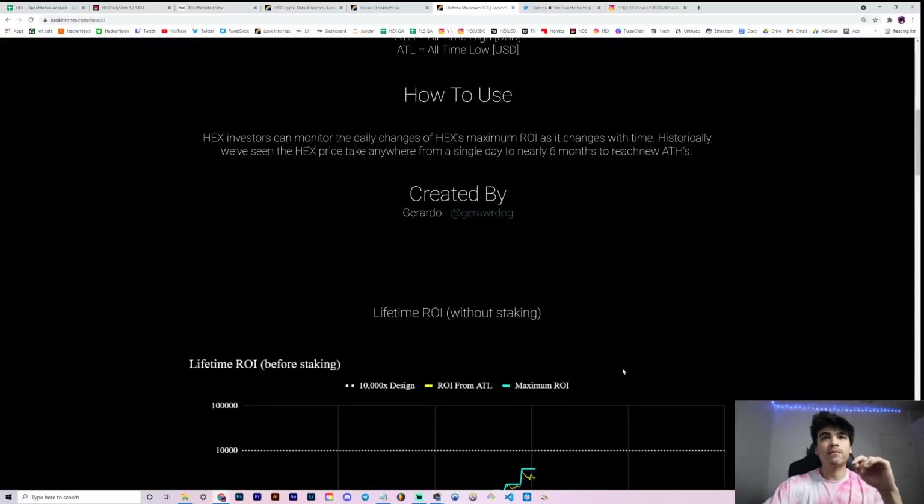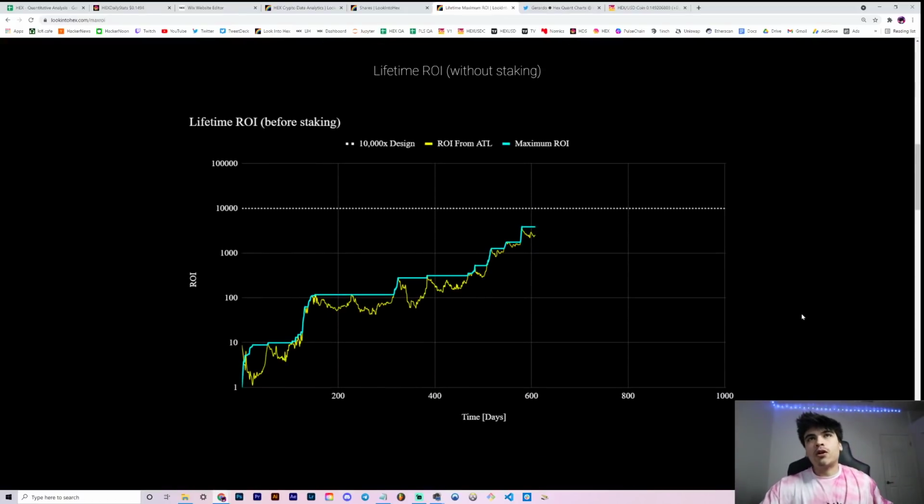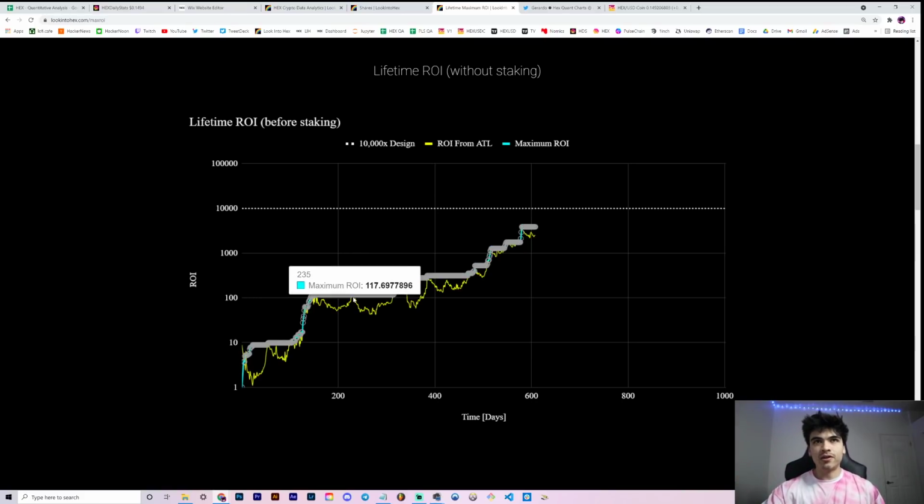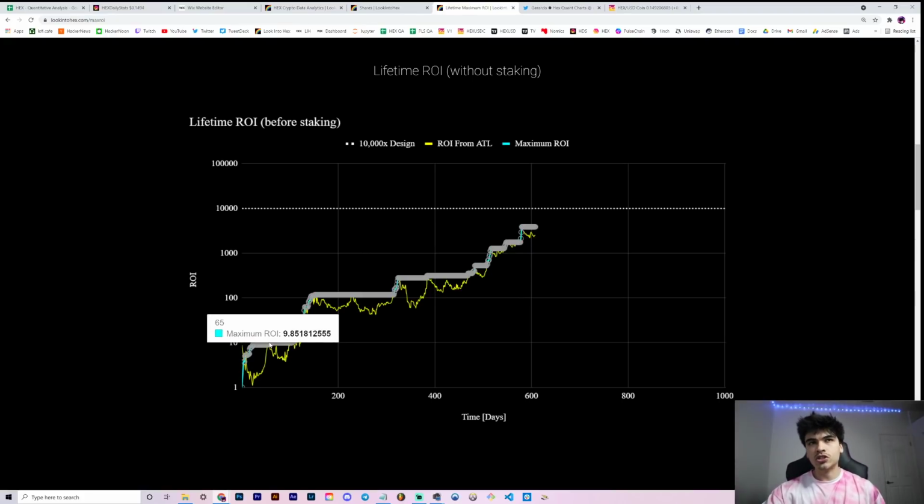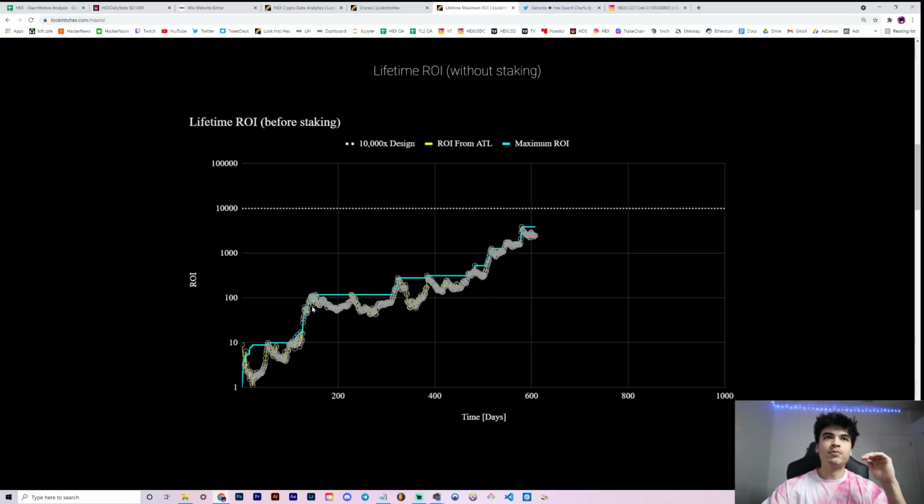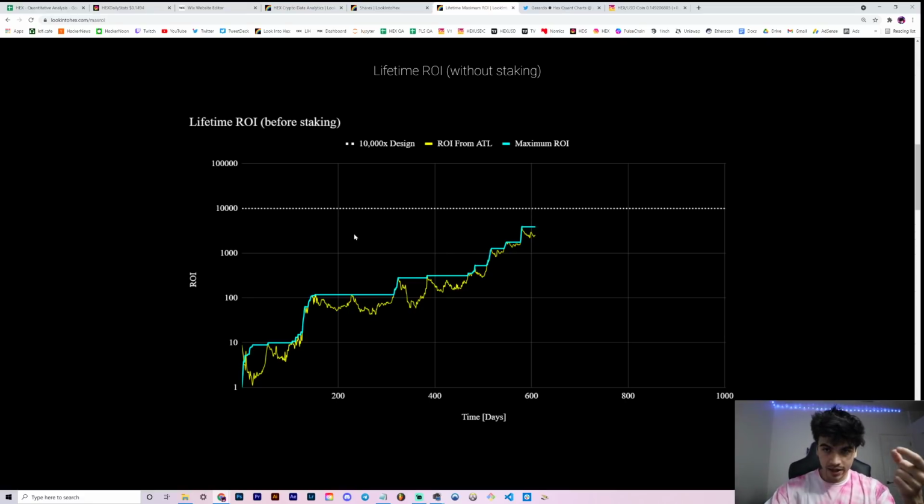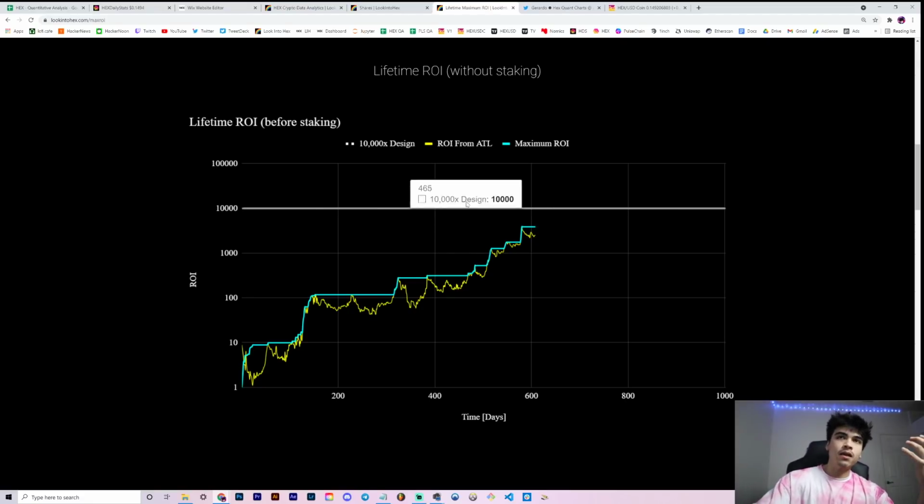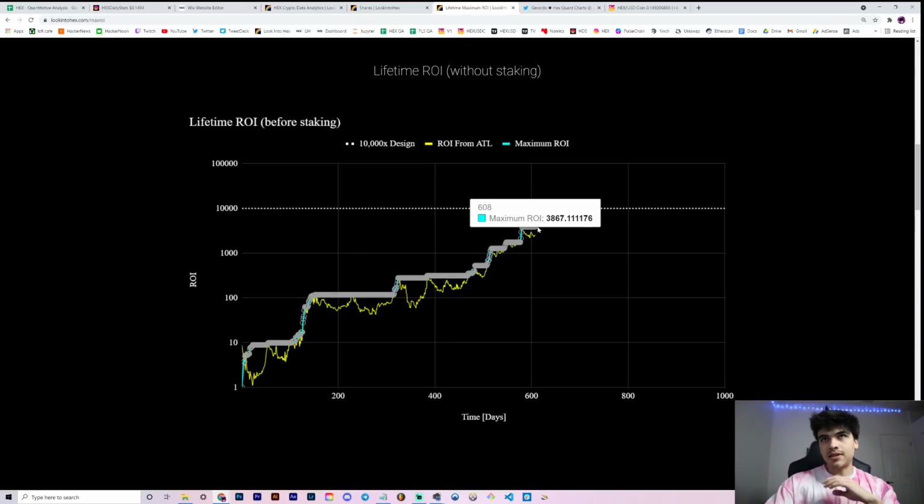And let me explain. This is your lifetime ROI before staking, right? And we've touched on what this means. The blue curve is a function that only goes up, because whenever we reach a new local peak, it flattens out until we reach the next local peak. It's pretty much telling you the max ROI anyone has had in terms of US dollar appreciation of the HEX ERC20, right? So that's old news.